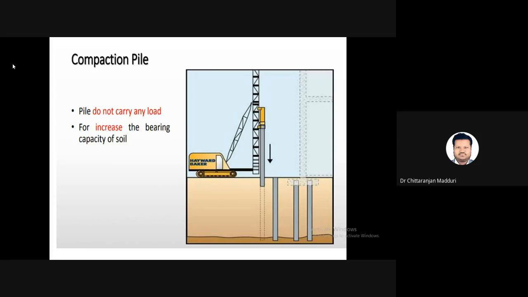These piles cannot take any loads. The purpose of the pile is to increase the density of the soil mass. By driving the pile with hammer blows, the surrounding soil may be densified. That is the main purpose of this compaction pile. The name itself indicates it: the pile which is used to compact the soil is known as a compaction pile.